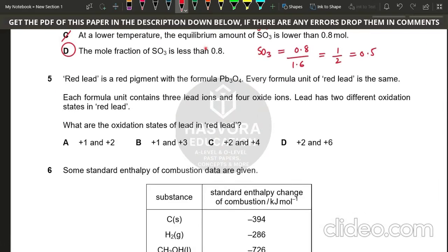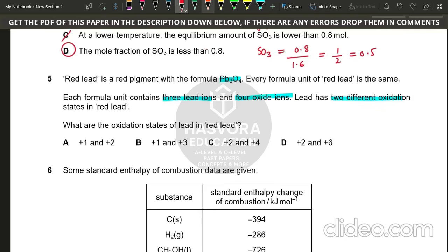Now the fifth says that red lead is a red pigment with the formula Pb3O4. Every formula unit of red lead is the same. Each formula unit contains 3 lead ions and 4 oxide ions. Lead has 2 different oxidation states in red lead. What are the oxidation states of lead in red lead?